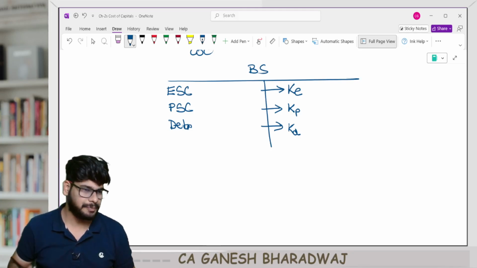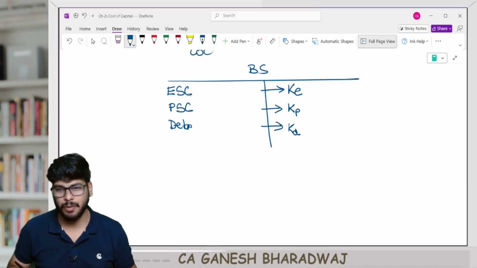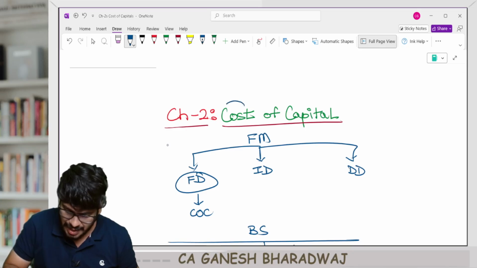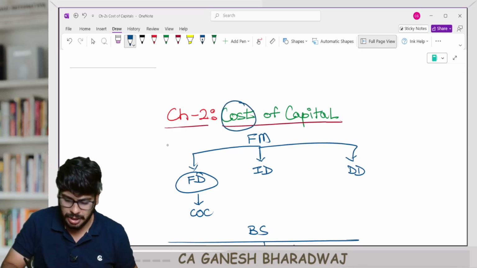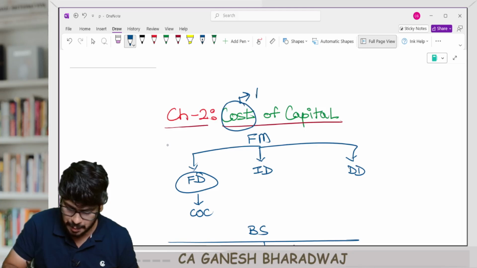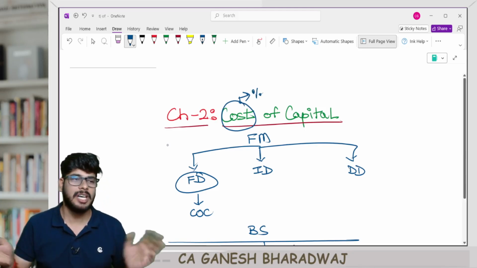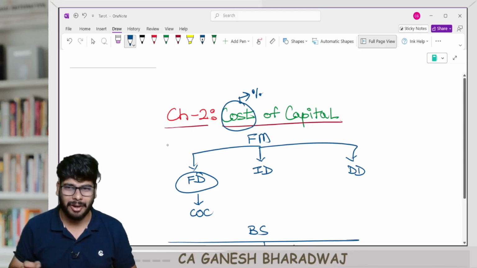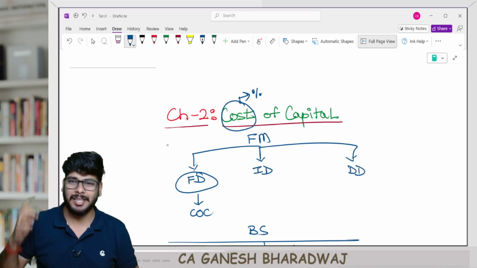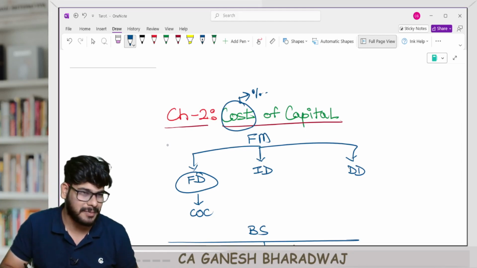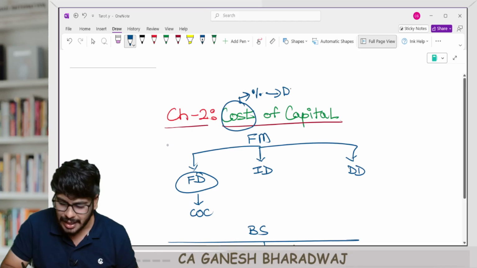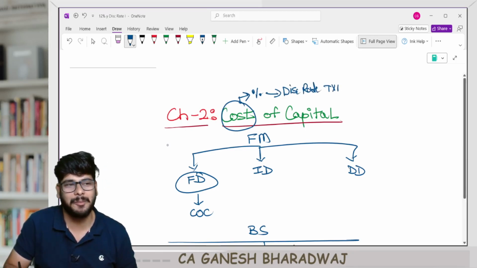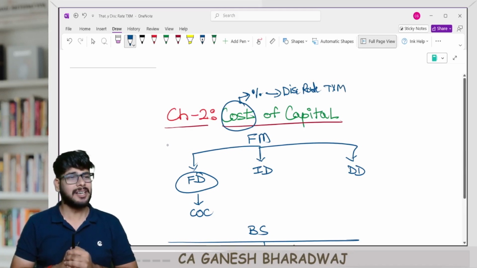Right? Now, one thing that you need to remember is, in this chapter, whenever I use the word cost, it is always expressed as a percentage, not in absolute terms. Clear with this? One more point extra I'll tell you. This cost is nothing but the discount rate which we saw in our EVM chapter. Clear with this? Sir, how, sir?